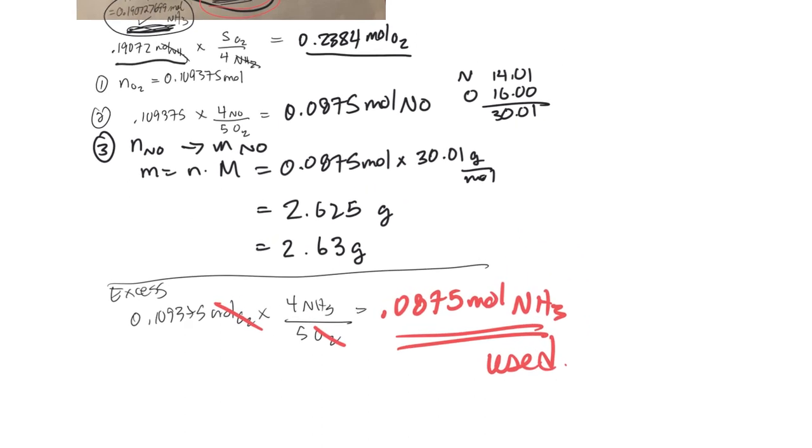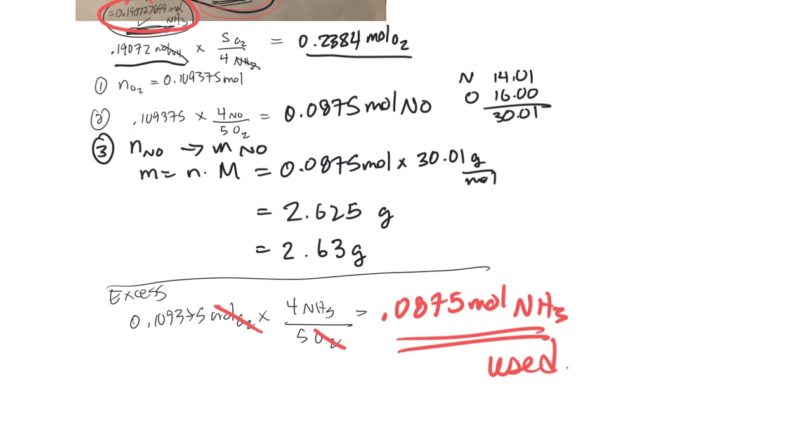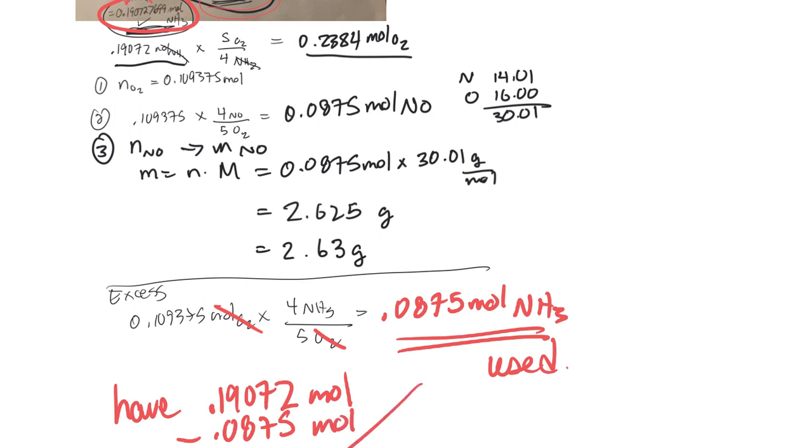So when I look up there, I actually have this much ammonia. So if I have 0.19072 moles of ammonia, then I need to subtract 0.0875 moles to figure out how much I have left. So if you do that on the calculator, that would be 0.103, I think. And I think that's what the answer was. And you can convert that to grams if you want. Okay, hopefully that helps.